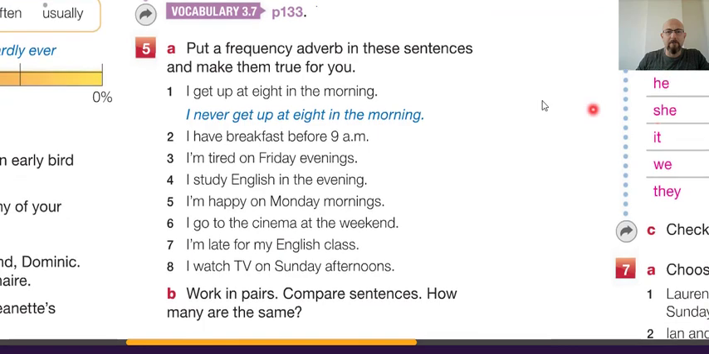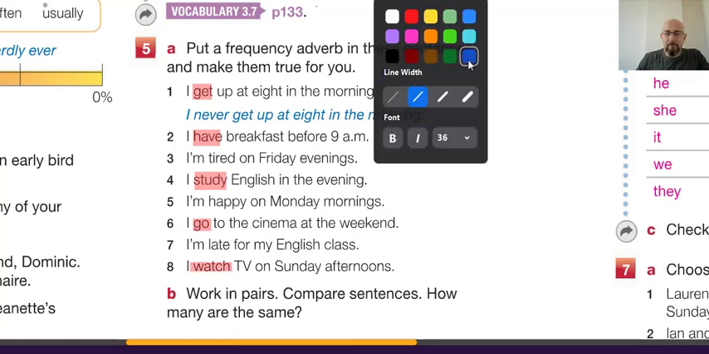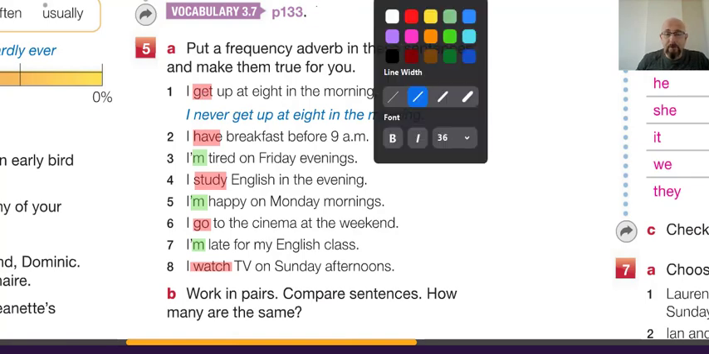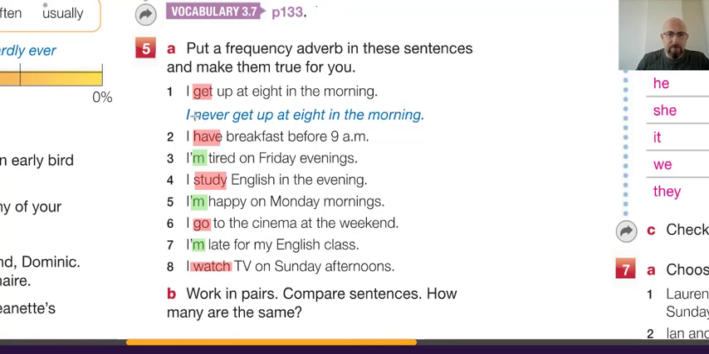So let's see here. First of all, let's find the verbs. I get up, this is the verb. I have, I study, I go, I watch. And verb to be? I am. So the frequency adverb, as we said before, goes before the verb. Here, this is the frequency adverb, and this is the verb.